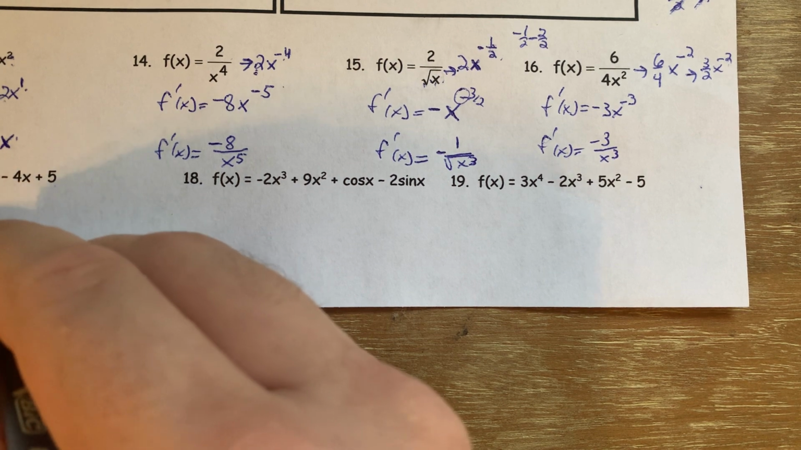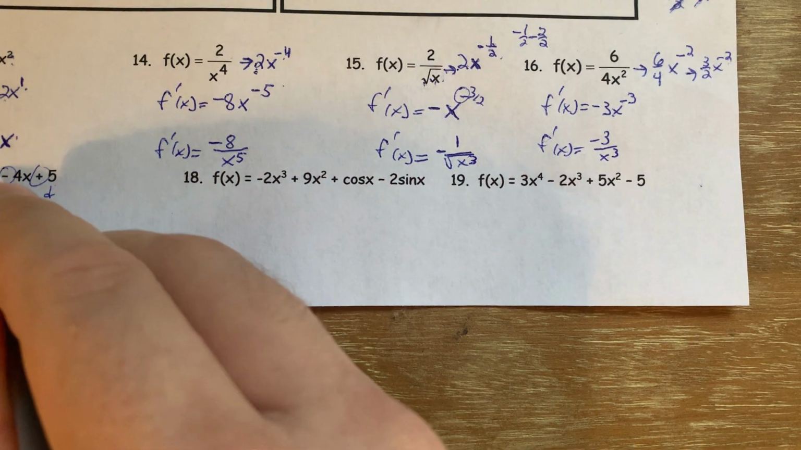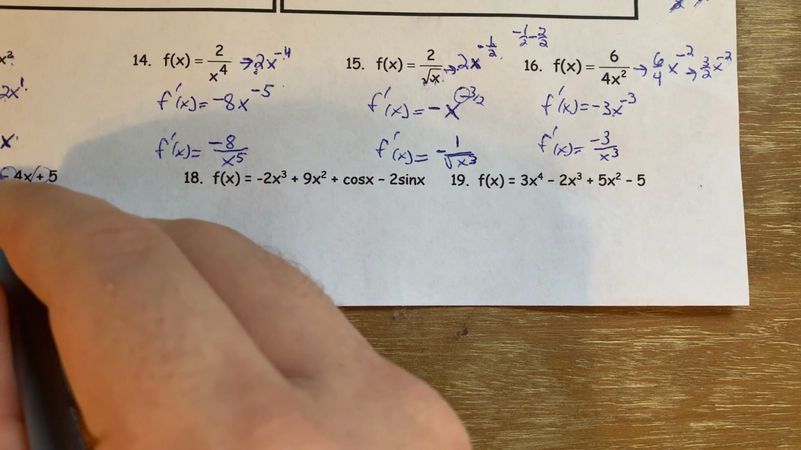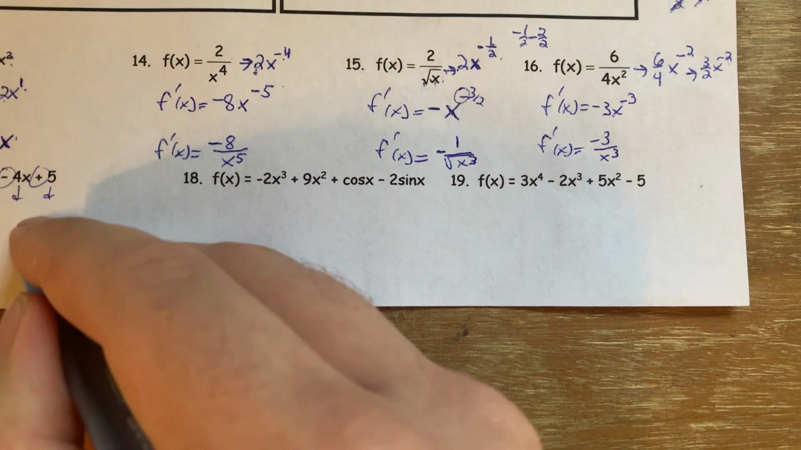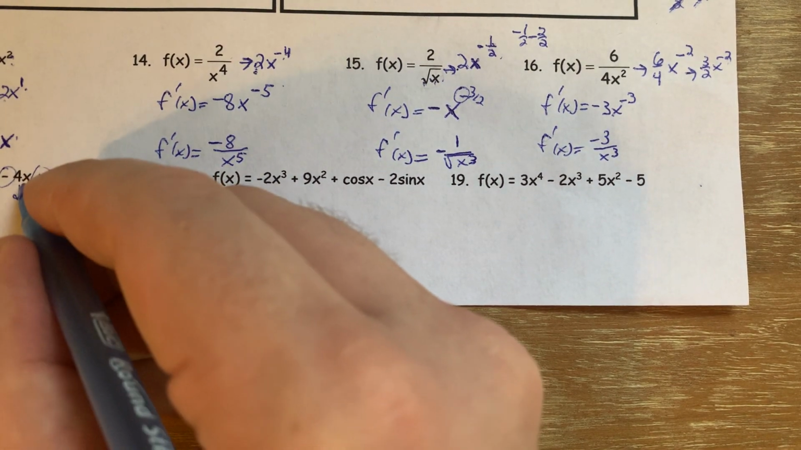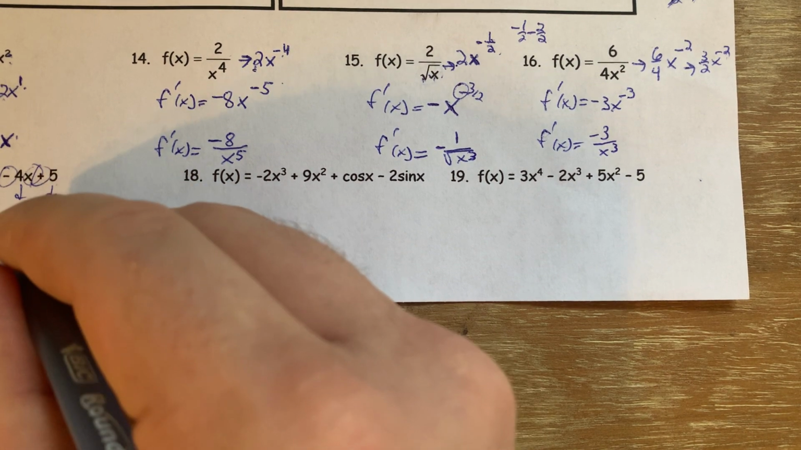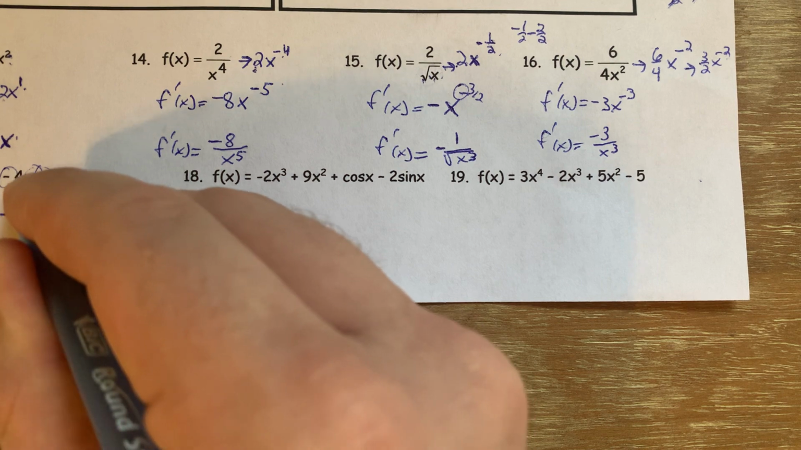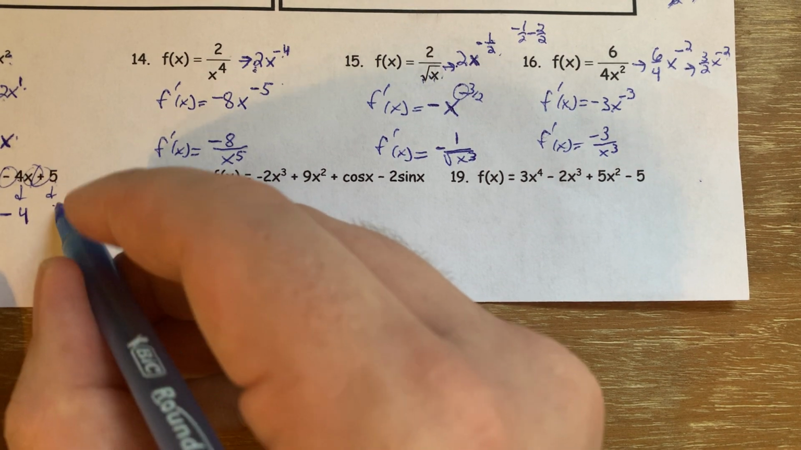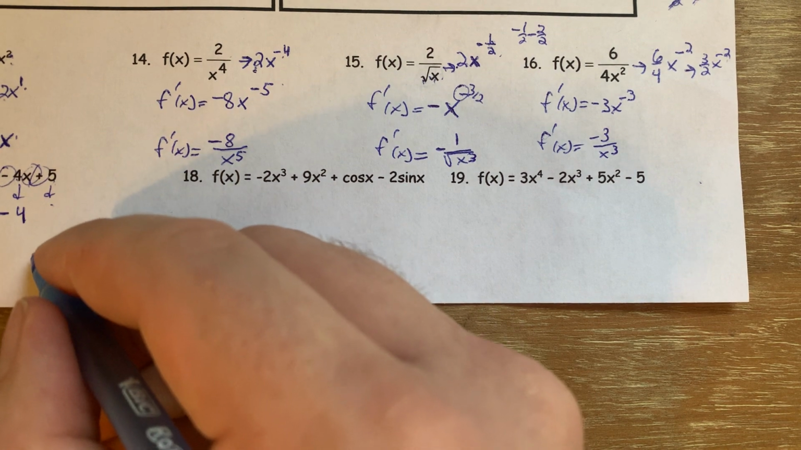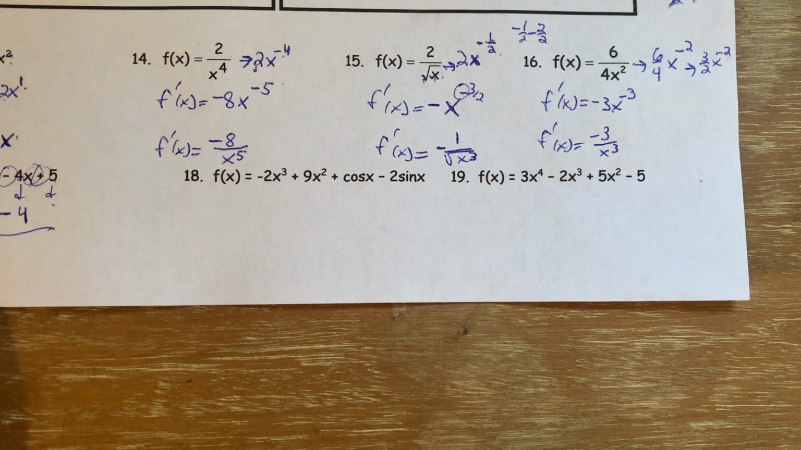These are sums and differences, so we can just do each one separately. That was our sum and difference rule. It says we can do them separately. The derivative of x cubed is 3x squared. What is the derivative of 4x? Remember that the derivative of just an x is 1, and so 4 times 1 is just 4. And the derivative of 5, remember that the derivative of a constant is 0. And so the derivative is 3x squared minus 4.